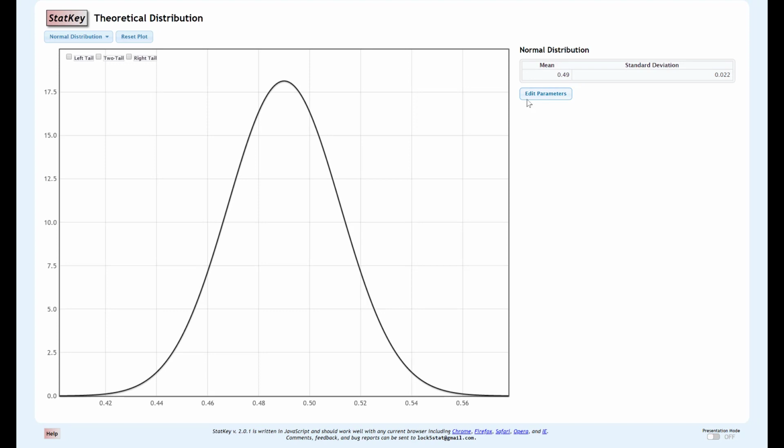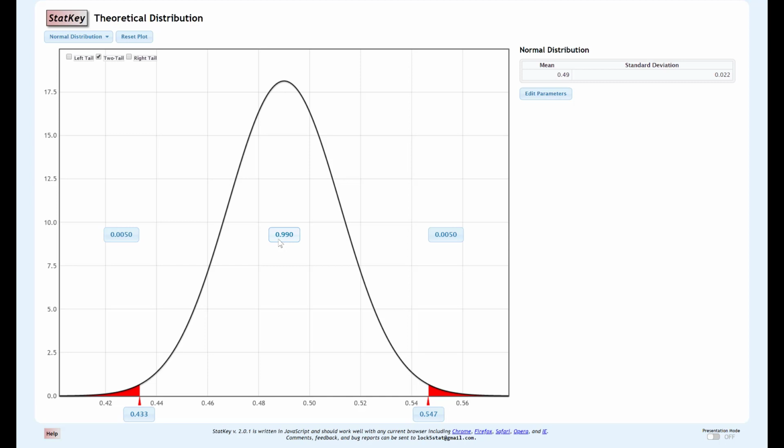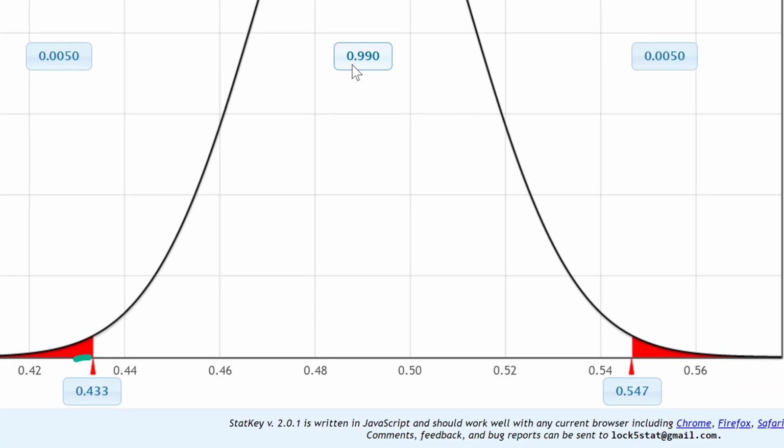Now we can find the middle 99% of this distribution. Select two-tail. The default is to find the middle 95%. We need to change this to 99%. The proportion will be 0.99. And here's our 99% confidence interval: 0.433 to 0.547.